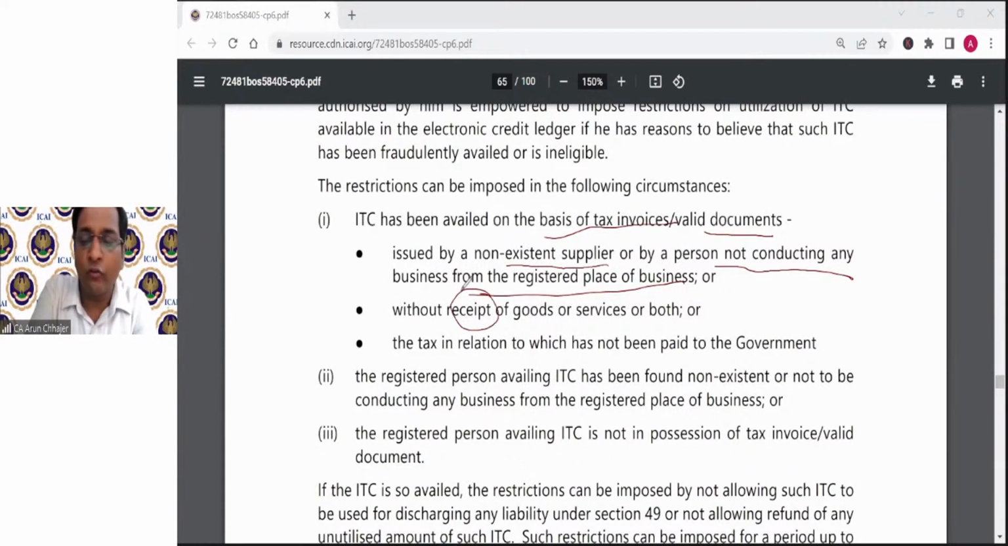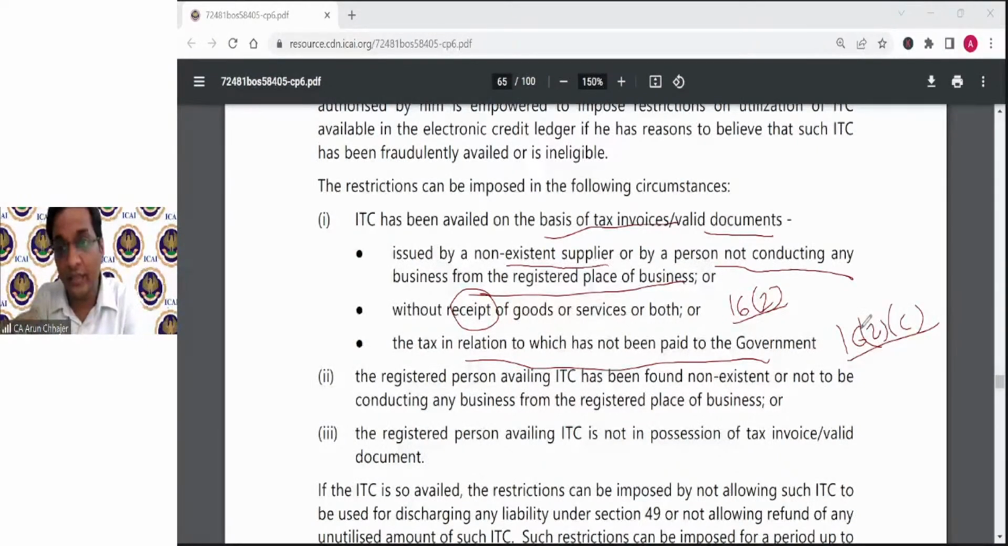Without receipt of goods or services. Obviously, we know this is one of the conditions of Section 16(2), that we cannot take the ITC without the receipt of the goods. If the tax is not paid to the government, then the recipient cannot take the ITC. If the tax is not paid to the government by the supplier, then ITC cannot be availed by the recipient.